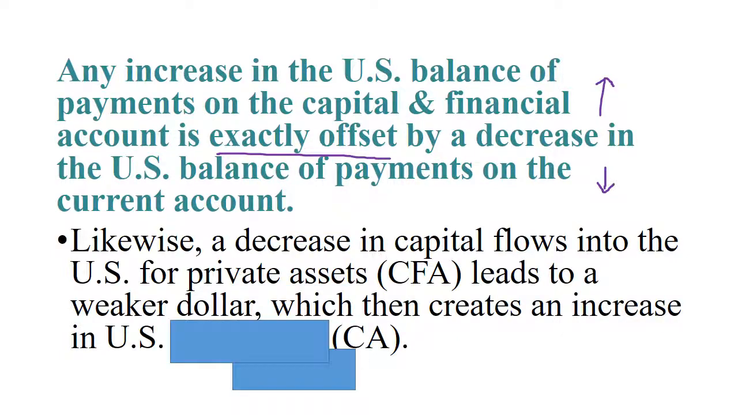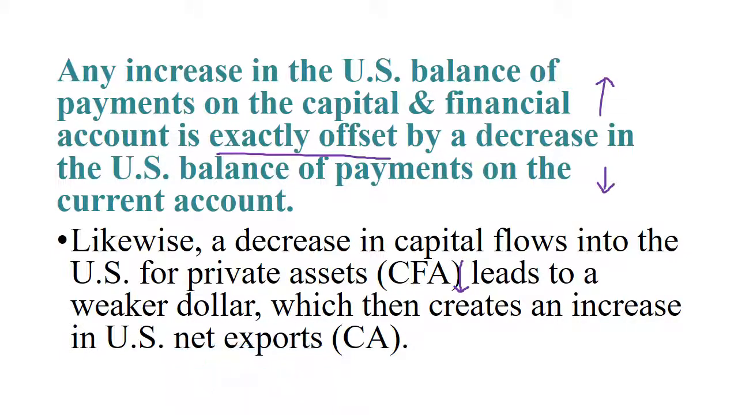And then likewise, if we have a decrease in capital flows, if people send less money into America to buy fewer of our assets, the CFA, the capital and financial account, would have less money coming in. That would decrease the demand for our dollars. That would depreciate the currency or make it weaker. And if that happened, then people in other countries can buy more of our products, which is going to have money coming in to our current account. There'll be an increase in our net exports. And remember that the equation for net exports is just exports minus imports.